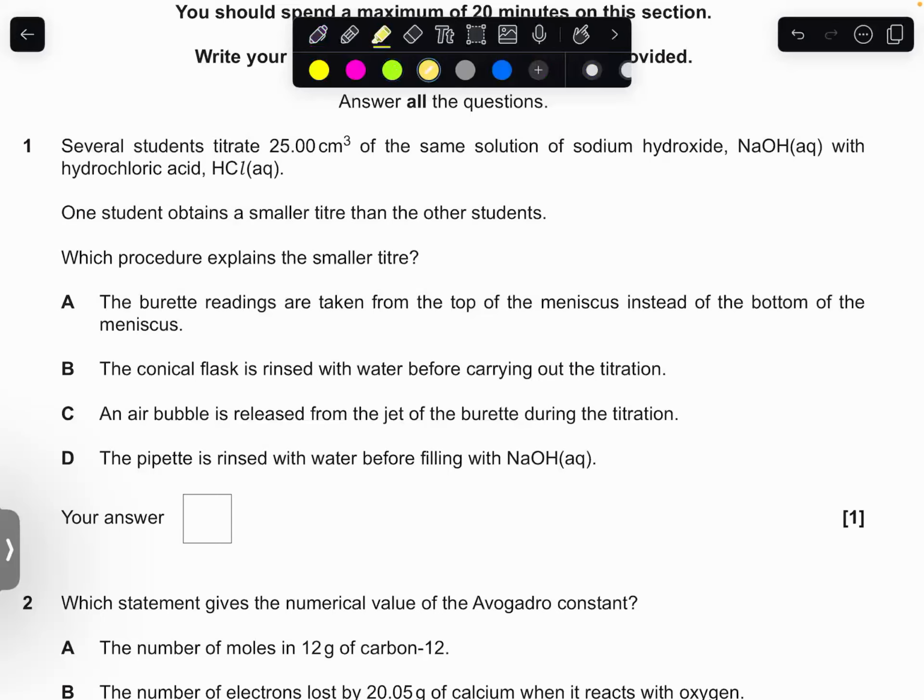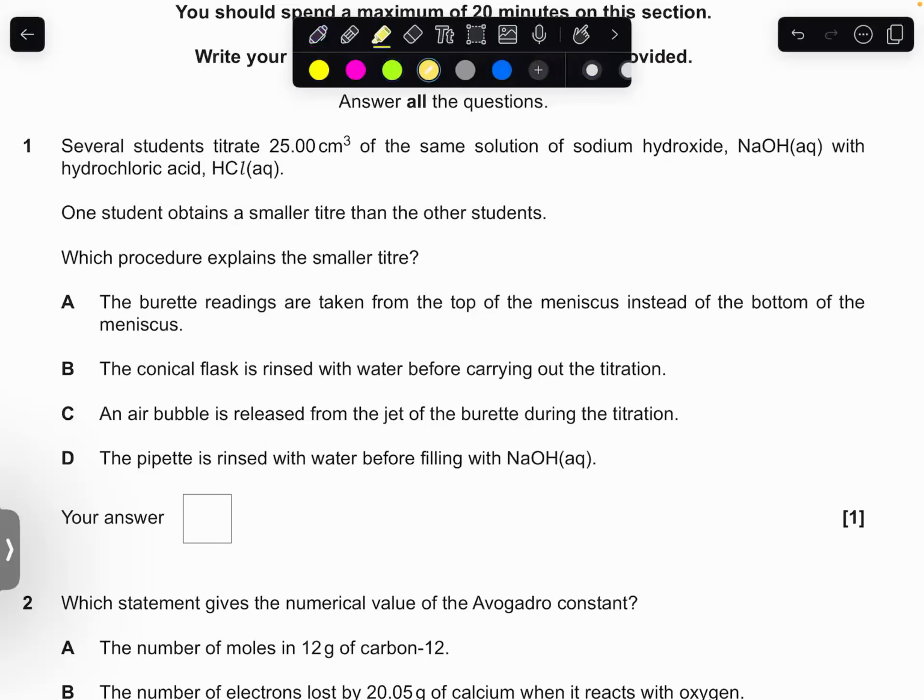Number of molecules in 16 grams of oxygen. Oxygen is O2. And the fact that it's molecules is more than one atom. That gives you 0.5 moles, which will be half of the Avogadro's number. So it's not C, it's not A.